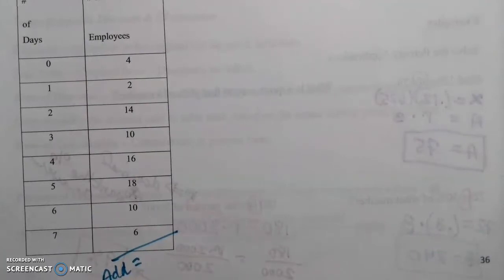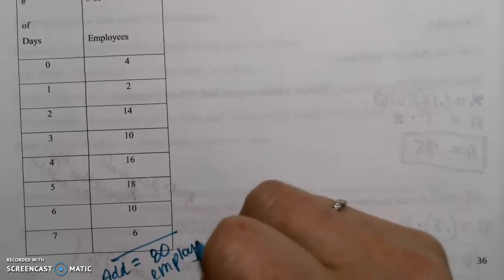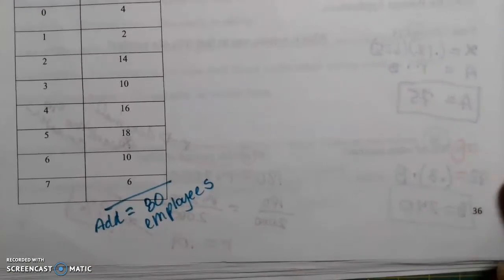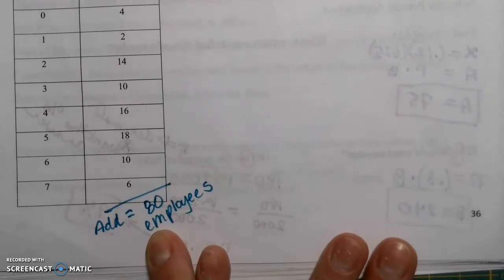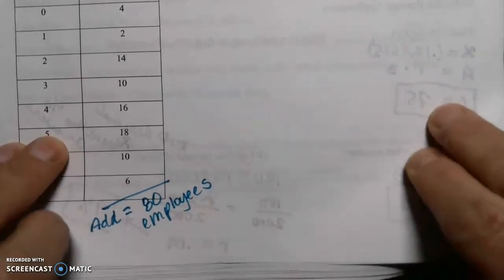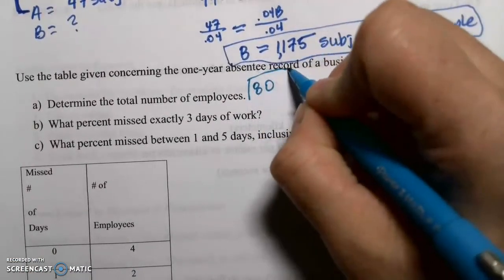So we would say 4 plus 2 plus 14 plus 10 plus 16 plus 18 plus 10 plus 6. And that's going to give us a total of 80 employees. That is important to know because we're going to find these percents by looking at how many people fall into a certain category divided by the total number of employees that exist in the company. So going back up here, there's 80 employees.